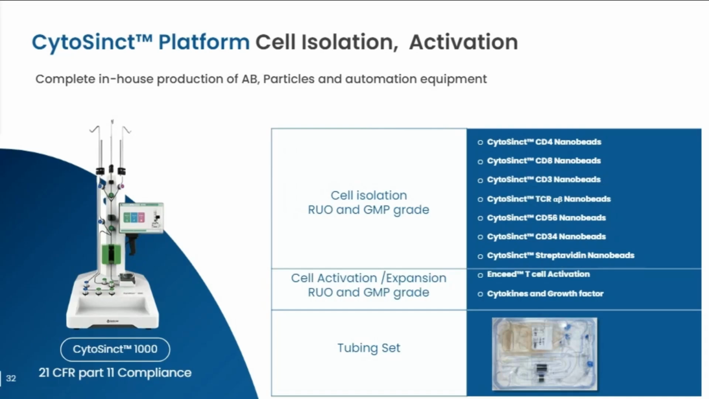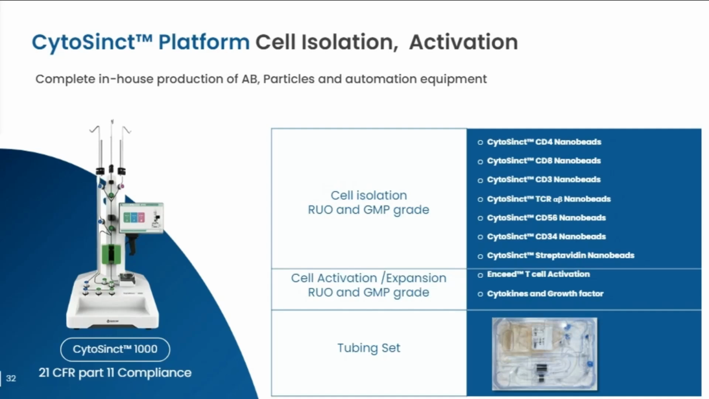For cell isolation, GenScript offers the Cytosinct 1000 instrument, which is a highly efficient and automated equipment and easy to operate, and has key features like barcode scanning, customizable programming, real-time workflow monitoring, and full traceability. It can be easily integrated with other instruments, allowing a smooth workflow for preclinical and clinical development.